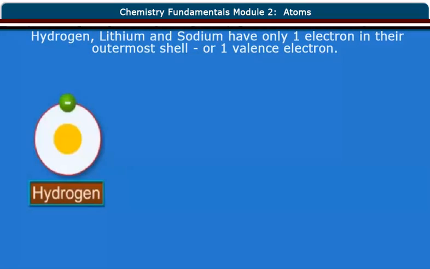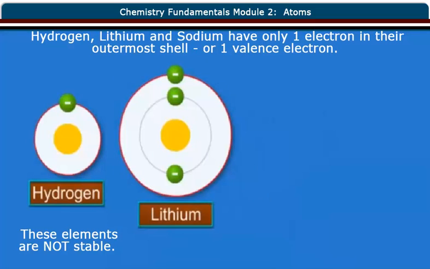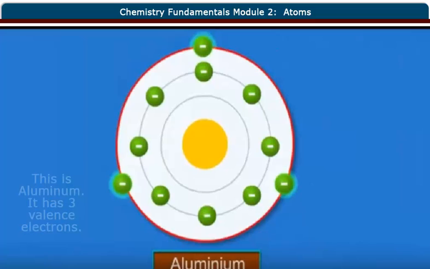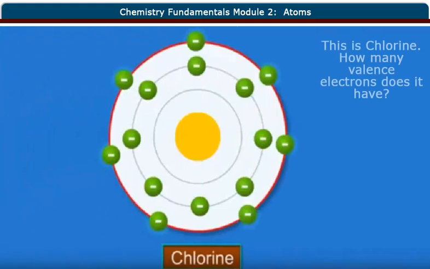Hydrogen, lithium and sodium have only one electron in their outermost shell, or one valence electron. These elements are not stable. This is aluminum. It has 3 valence electrons. This is chlorine. How many valence electrons does it have?